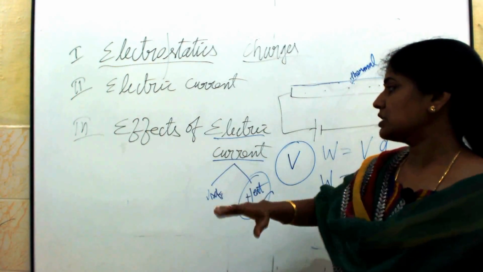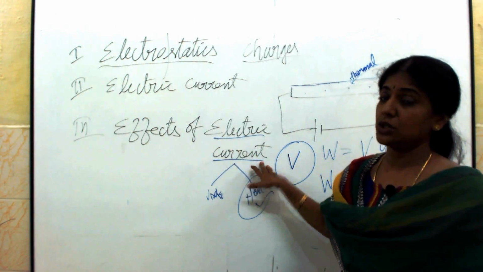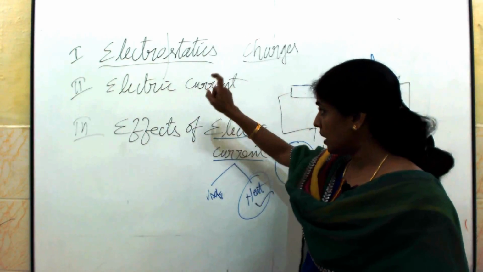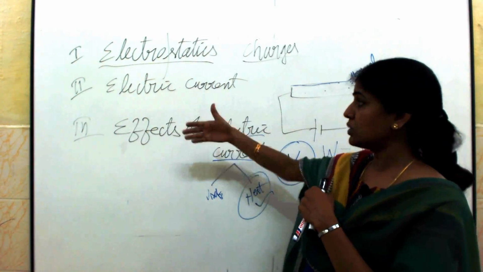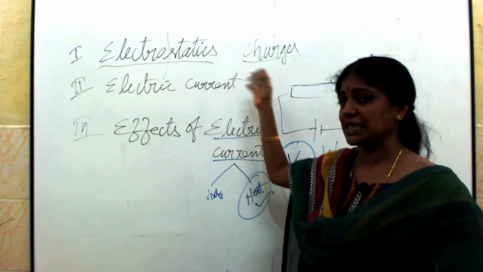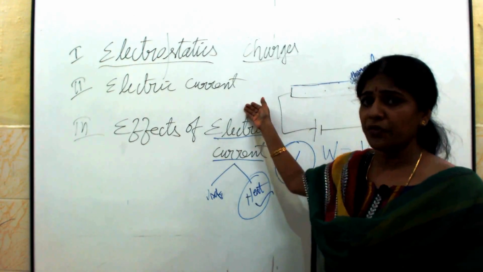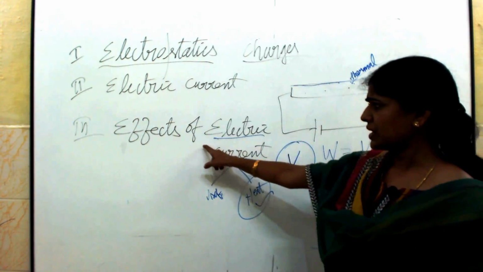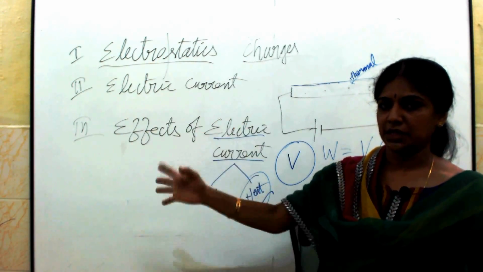So in the third chapter, we are going to see about the effects of this electric current. So far in the first chapter, we have seen only about the charges at rest. Then in the second chapter, our hero, that is a charge, is going to move. When he moves, we get the electric current, and what the resistance is, all that we have seen in the second chapter. And here, because of the charges moving, what are the effects, that we are going to see in the third chapter. The first thing we have seen is the heating effect of electric current.